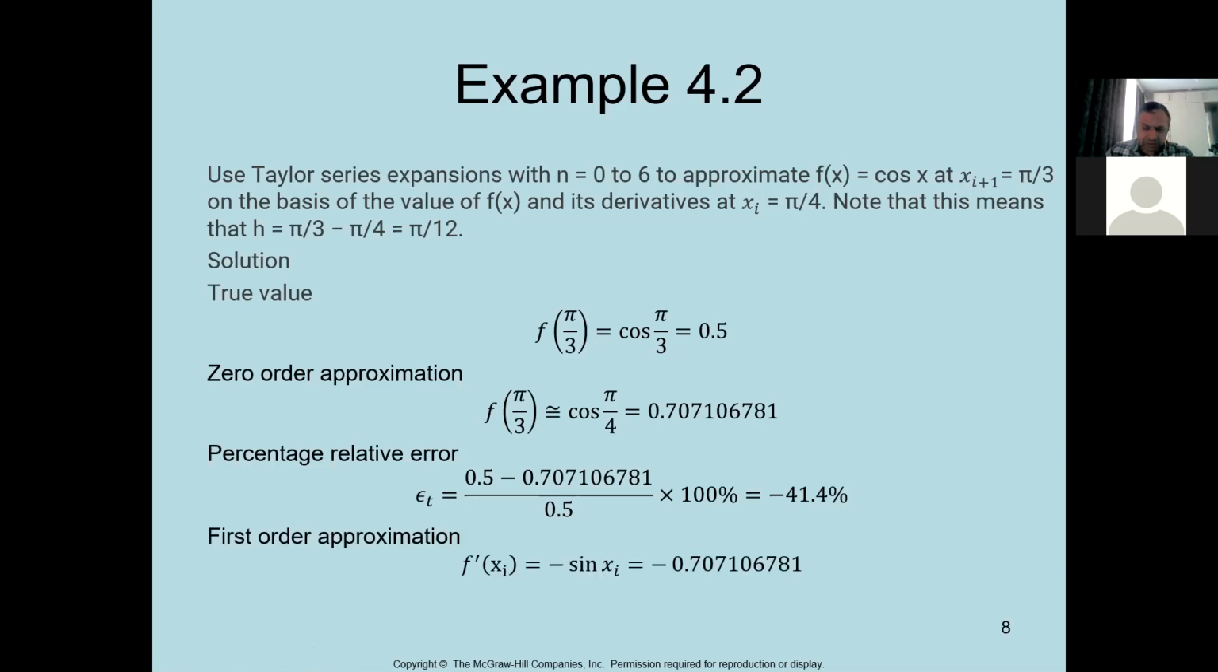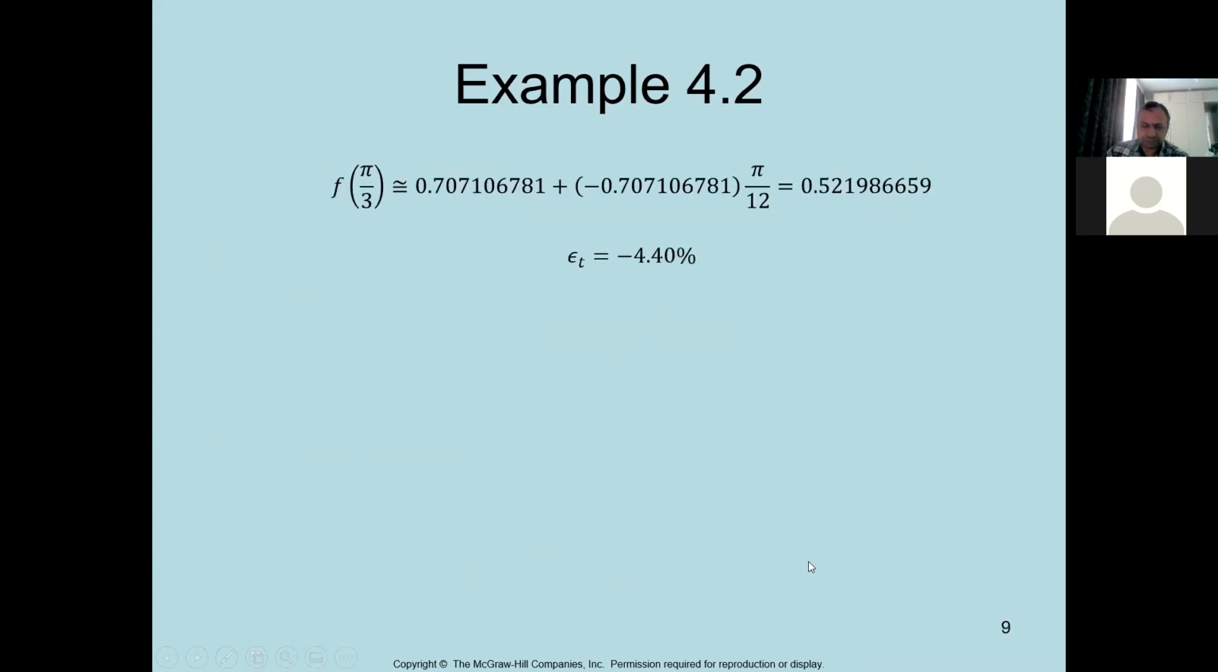Next is the first order approximation. So in the first order approximation, we actually need to calculate the first derivative. The derivative of cosine x is minus sine x, and x is equal to pi by 4 or 45 degrees. So it will be the same value, but of course it will now be minus 0.707. So the first order approximation will then be equal to this.